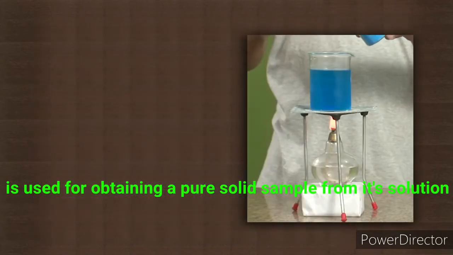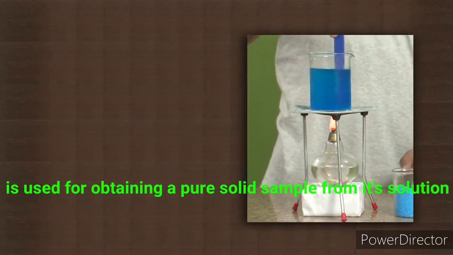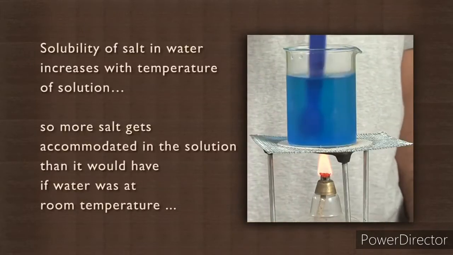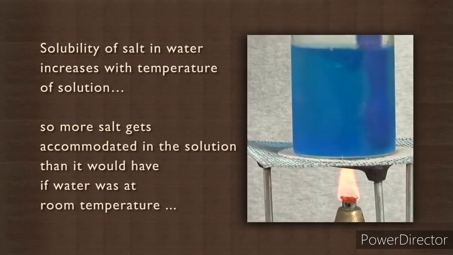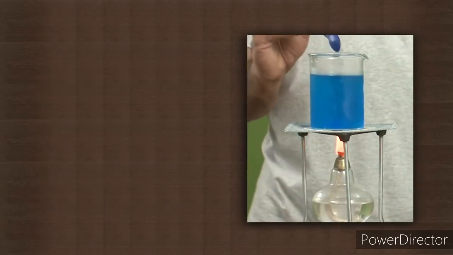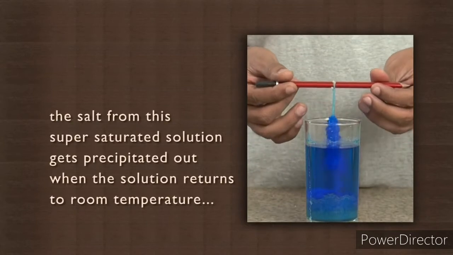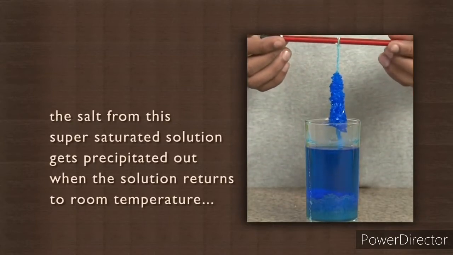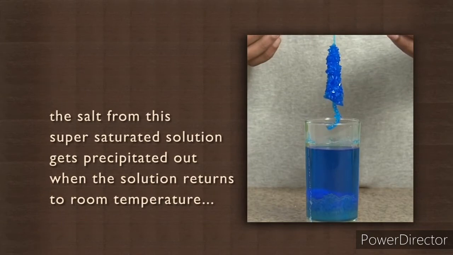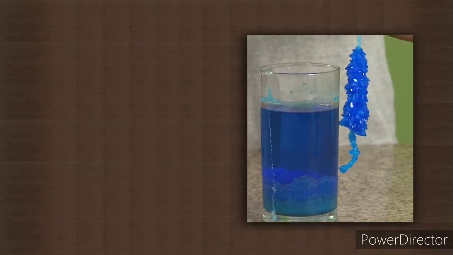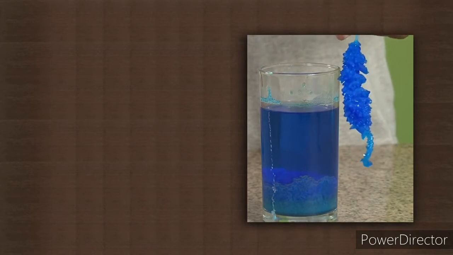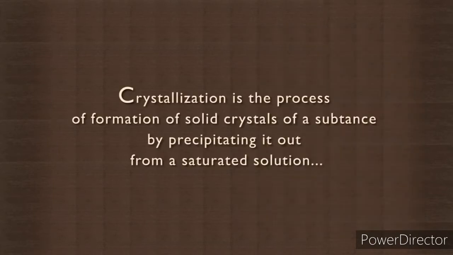This happens because the solubility of salt in water increases with the temperature of the solution, so more salt gets accommodated in the solution than it would have if the water was at room temperature. This solution is called a supersaturated solution. The salt from this supersaturated solution gets precipitated out when the solution returns to room temperature. The salt molecules that get precipitated out start forming crystals at the nucleation center, which is the thread in this case. Crystallization is the process of formation of solid crystals of a substance by precipitating it out from a saturated solution.